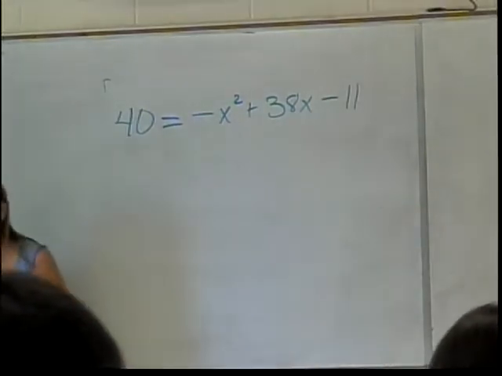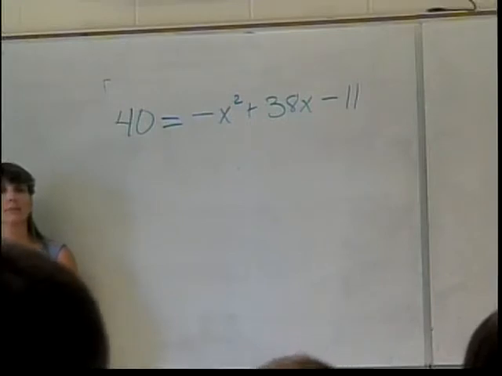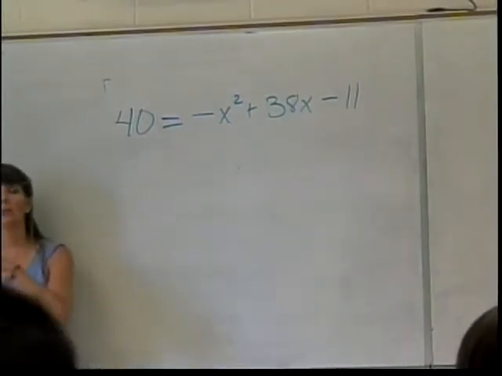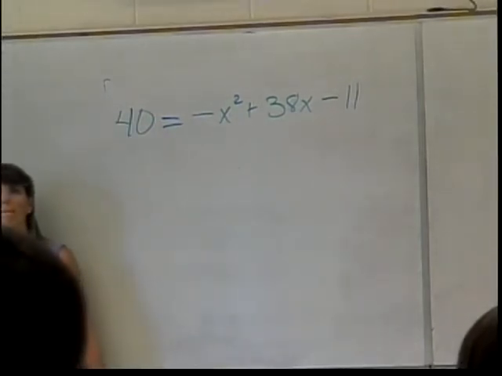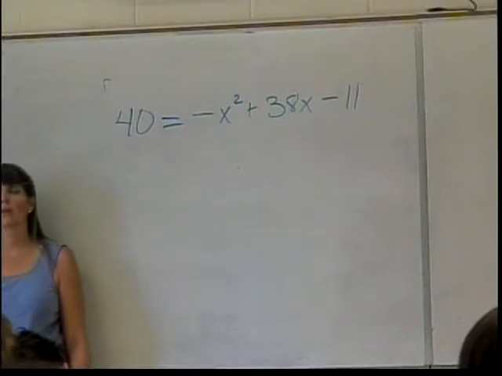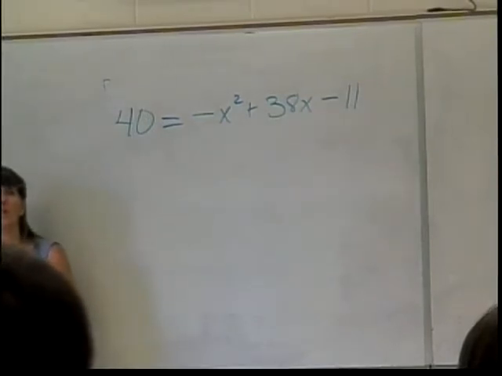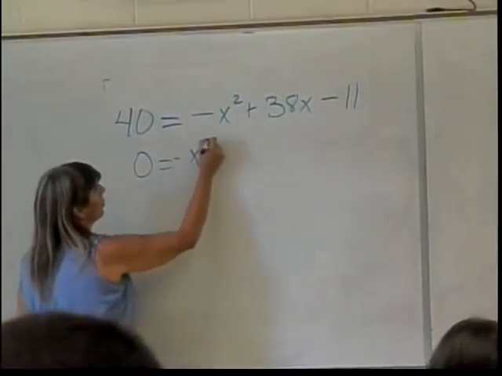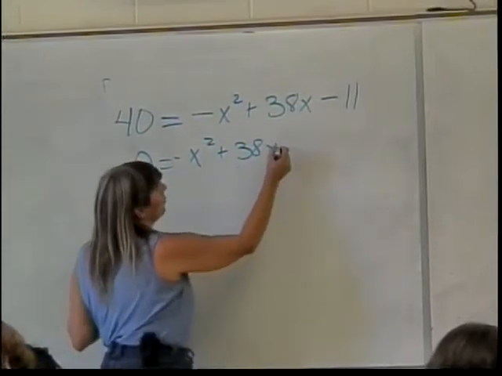Now what? Make the x a positive. No. I don't need to complete the square. Completing the square, I only need to do when I'm looking for the vertex. Add 11 or subtract 40? I've got votes for both. Which one do you guys think would be good? Subtract 40. Okay, so I get 0 equals negative x squared plus 38x minus 51.